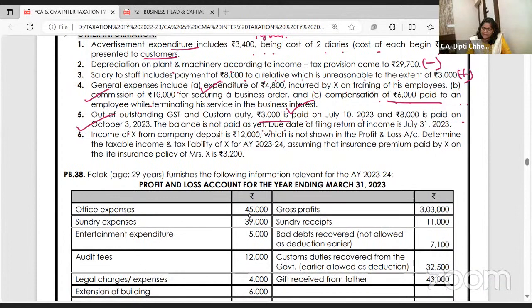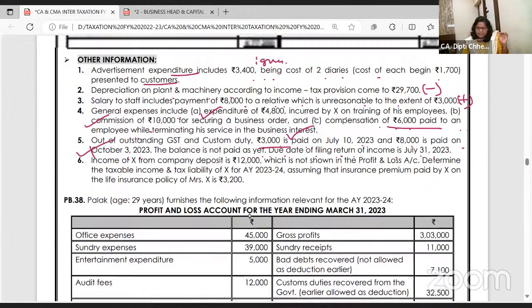Balance is not paid yet. Due date of filing the return is July. Oh, then October is also not allowed. Due date of filing the return is July. So if it is outstanding, whatever you have paid till the due date of filing the return.